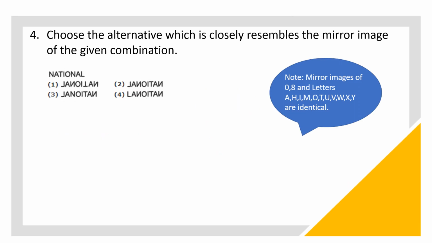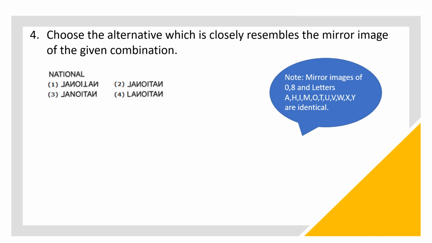Next, in the first page we already discussed the letters 0, 8, and the letters A, H, I, M, O, T, U, V, W, X, Y are identical. Identical means there is no change between the mirror image and the original image. Now find out the mirror image of national.